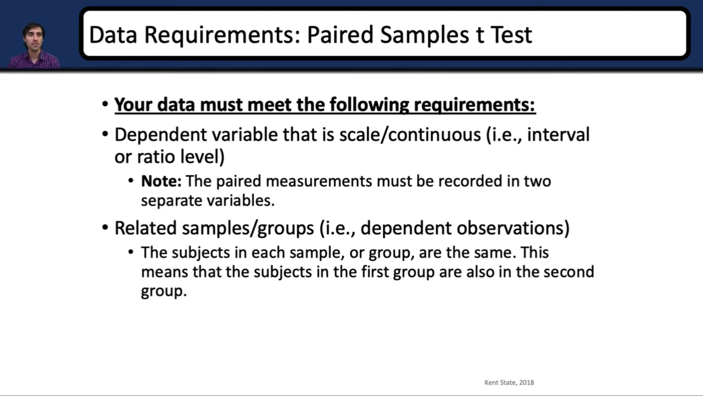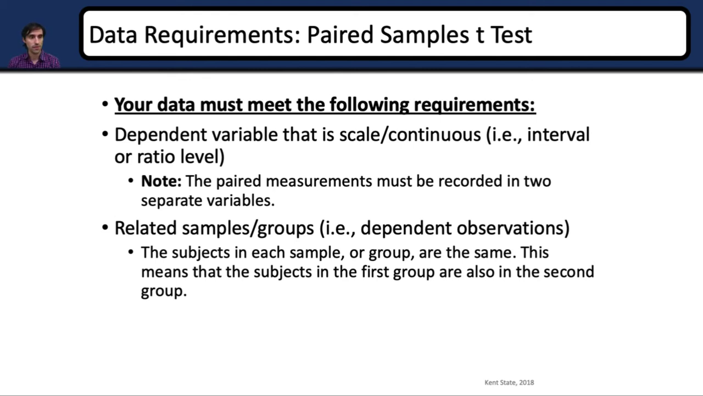So the data must meet certain assumptions. First off, the dependent variable must be continuous. Again, these have to be scale form. They can't be like percentages. You can't plug in a percentage for any of these t-tests. And for the paired t-test, the paired measurements must be recorded in two separate variables. What that's saying is that they can't be under the same column. They have to be in two separate columns in order for this to actually be run.